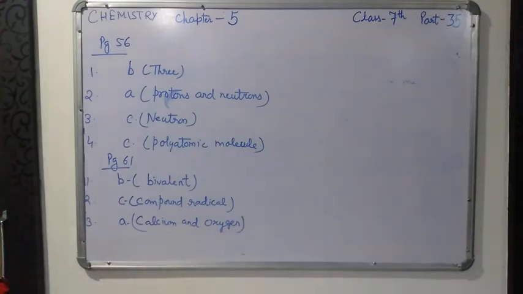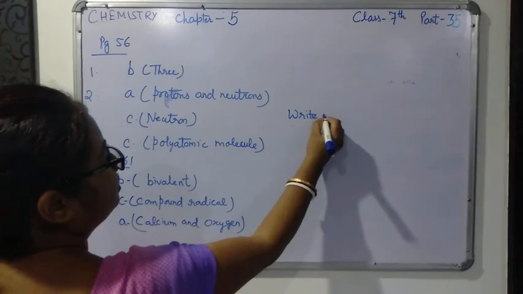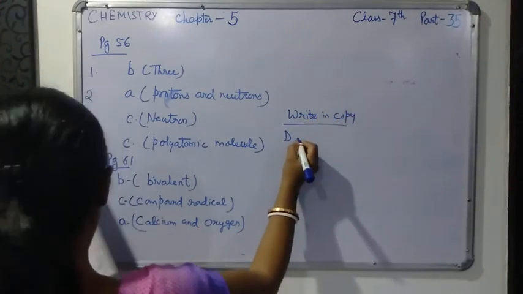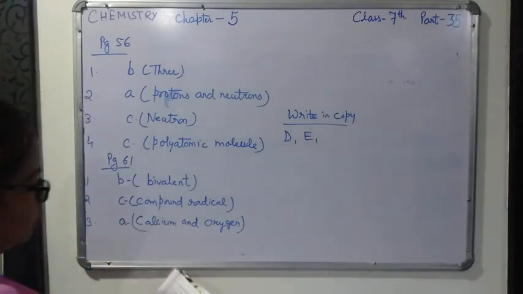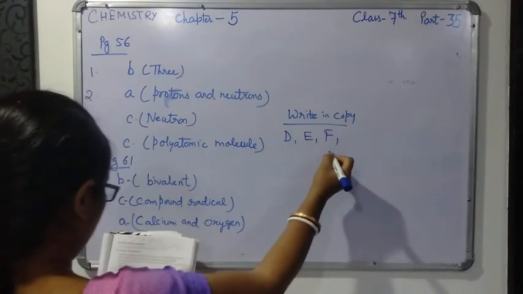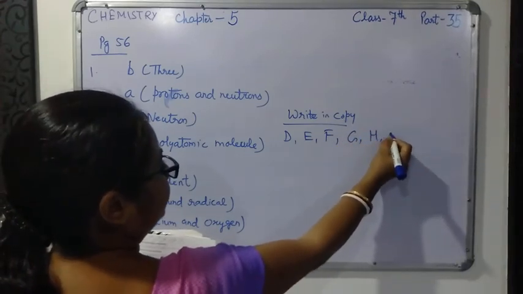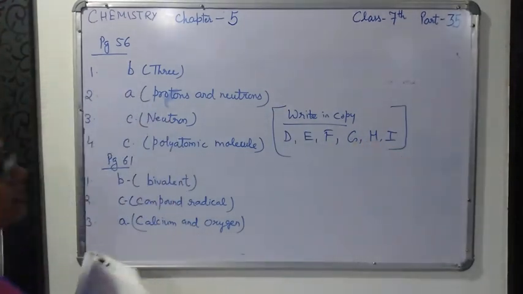Now which questions you have to write in the copy? Question number D, question number E, question number F, question number G, question number H, and question number I. These questions you have to write in the copy. So your chapter 5 is completed.